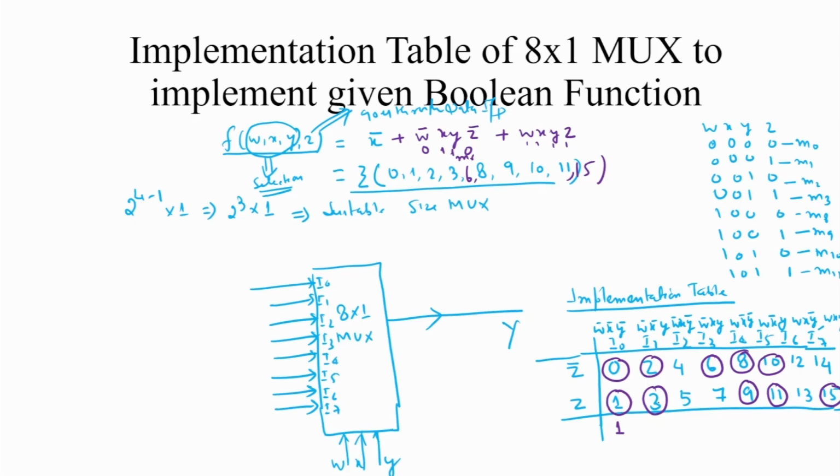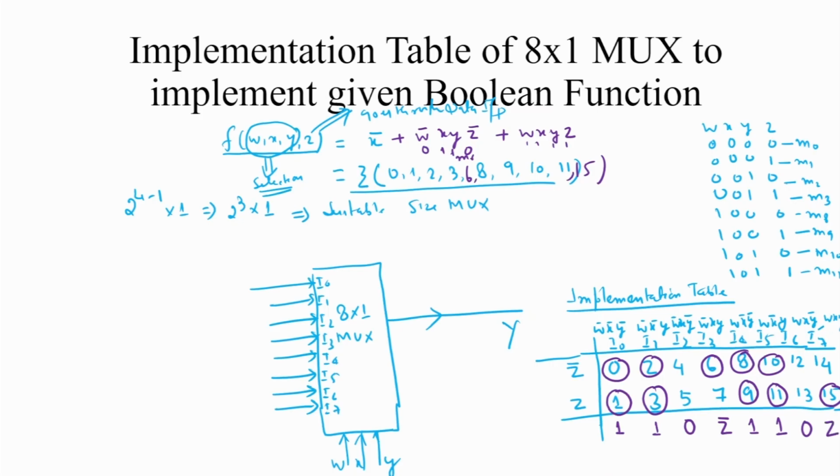Similarly, in the column corresponding to input I1, both minterms are circled. This means 1 goes through this input also. Here both are not circled, this means 0 goes through this input. Upper is circled, this means z complement goes through this input. Both are circled, 1 goes through this input. Both are circled, 1 goes through this input. Both are not circled, 0 goes through this input, and in the column corresponding to I7, only lower is circled, this means z goes through this input.